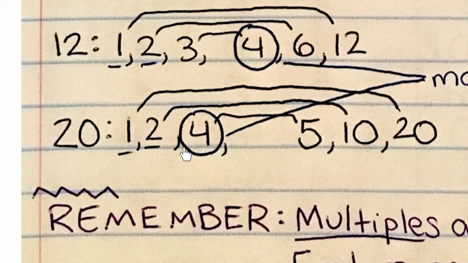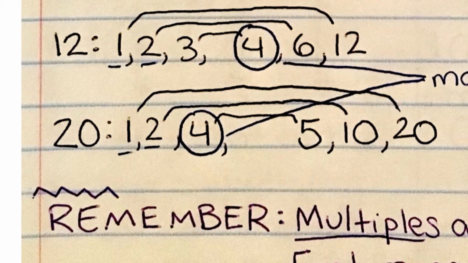Then we would think 3, and we know that 3 doesn't go into 20, so we move up to 4, and we think, okay, 4 times 5 equals 20. So 4 and 5 are connected. And then we would start to repeat because the 5 is already here. So we know we're finished. We got 1, 2, 4, 5, 10, and 20.